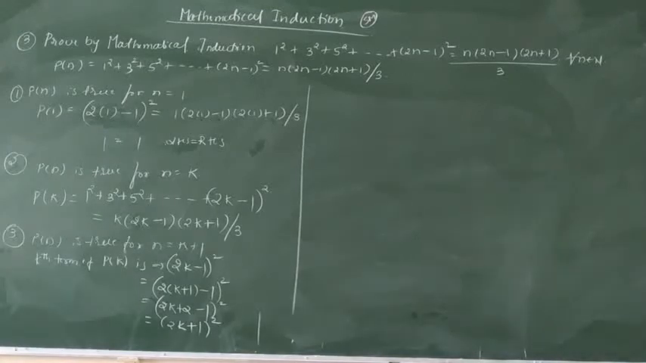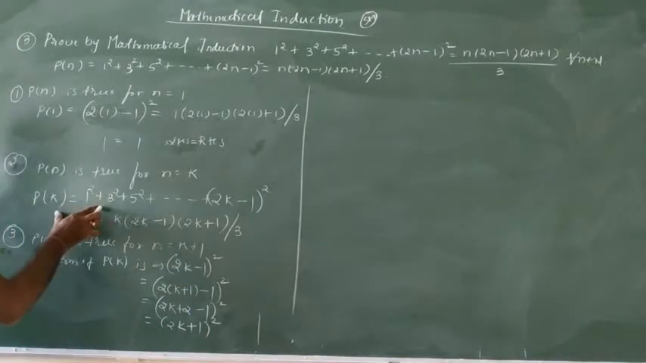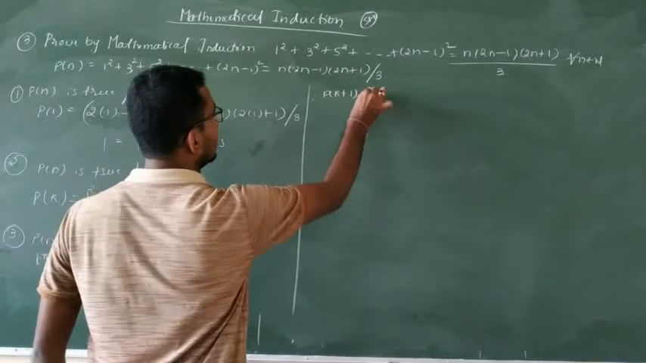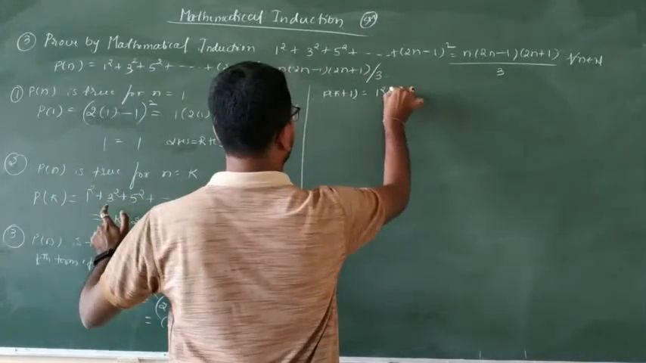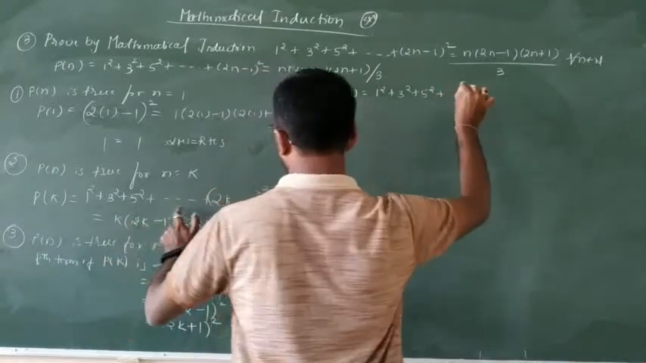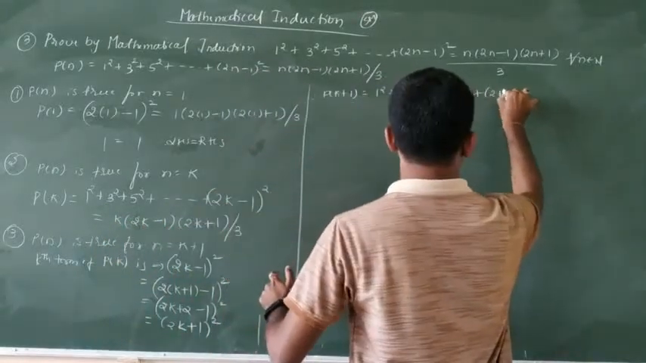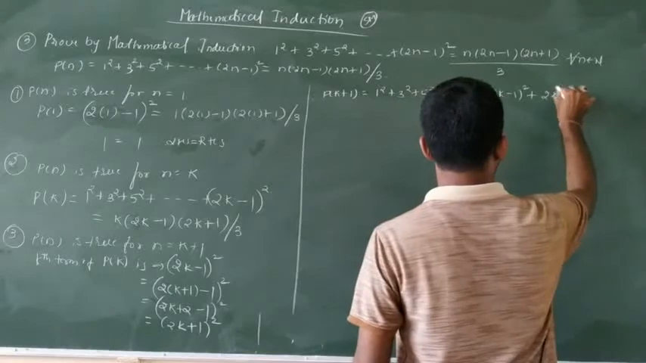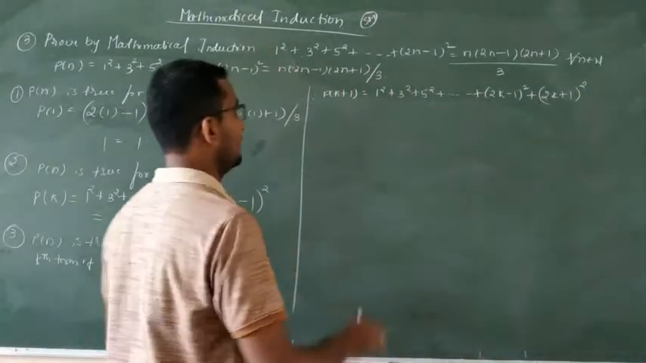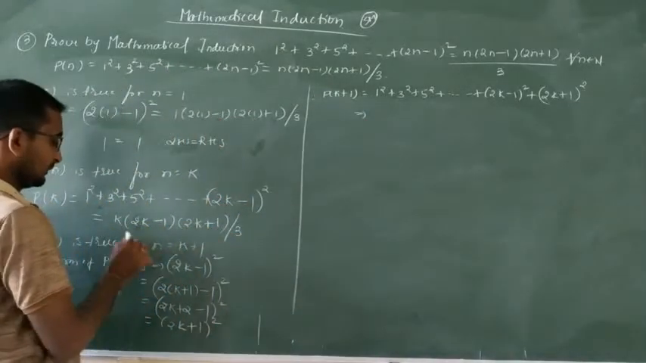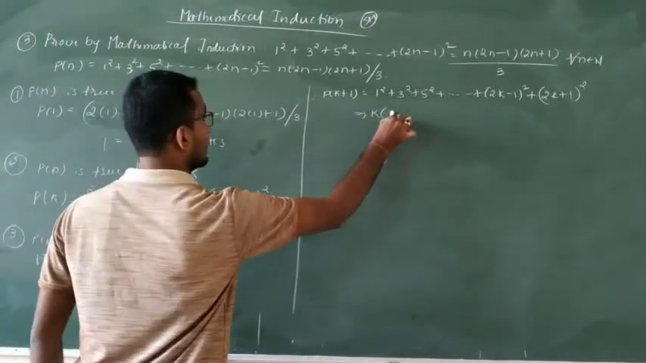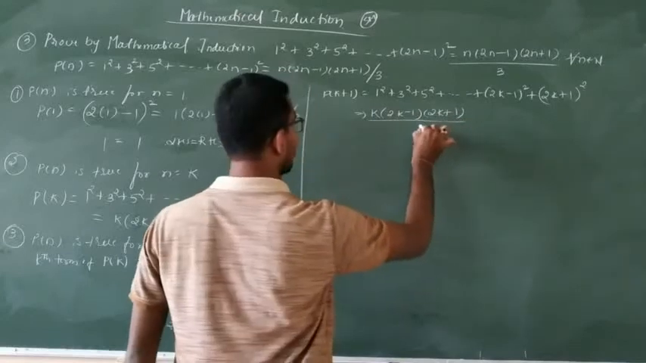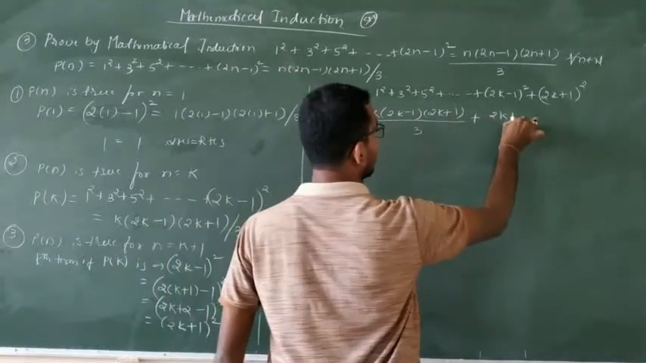Next, what you have to do? You have to add this 2k plus 1 whole square on both the LHS and RHS of P of k. Therefore, P of k plus 1 is equal to, I will write the LHS first: 1 square, 3 square, 5 square, plus up to 2k minus 1 whole square, plus what you have to add? 2k plus 1 whole square. This is the LHS itself, and RHS is k into 2k minus 1, 2k plus 1, whole divided by 3, plus you have to add 2k plus 1 whole square.